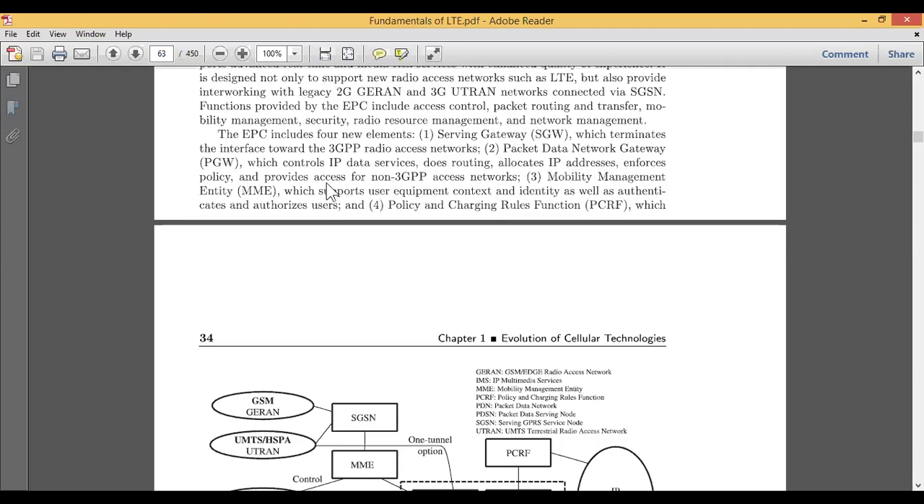Then it enforces the policy, because there are some policies which have to be followed by the LTE, which have been assigned by the IEEE standards. So all networks, whether wireless, wired or any technology, when it comes to telecommunication, they have to follow the policies which are standardized by the IEEE. And they provide access for non-3GPP. If you have a service which is non-3GPP, it means you do not have the protocols of this particular 3GPP flat network, but still it has to be supported.